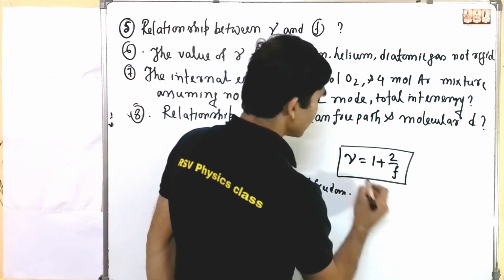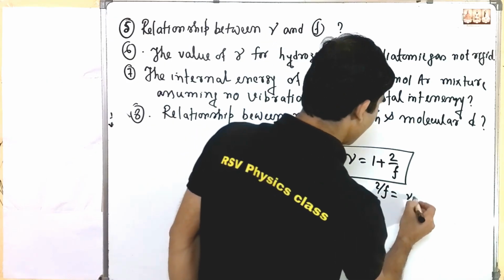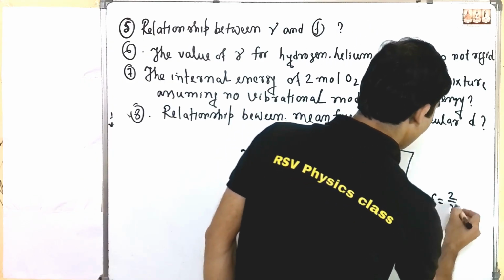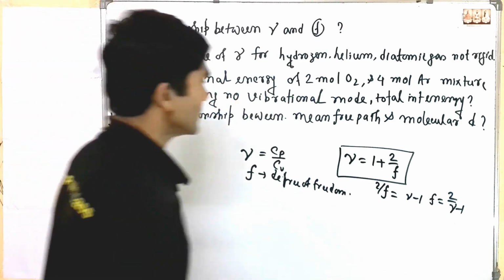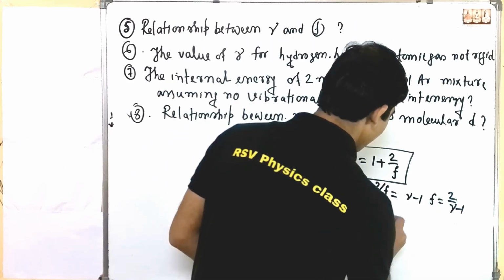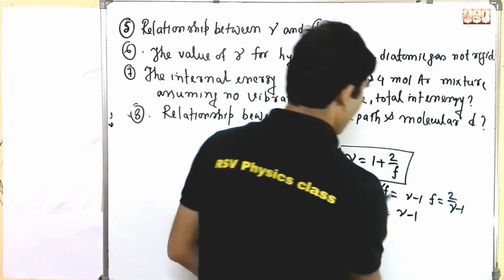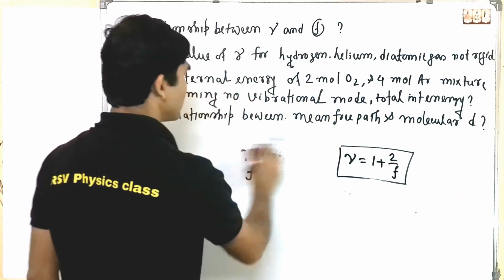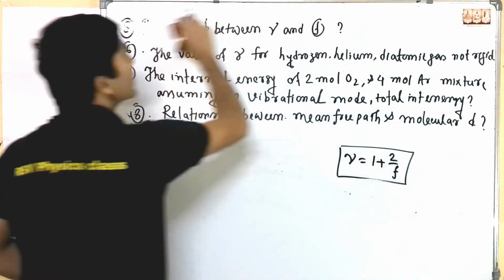और गामा, सॉरी, f equal to क्या है, 2/f equal to gamma -1, and f equal to 2/(gamma -1). ओके, नाउ अभी जो है आपको 2/f equal to gamma -1, so f equal to 2/(gamma -1). So basically this is, so now applying this equation you have to calculate gamma, so now see the problem number 6.